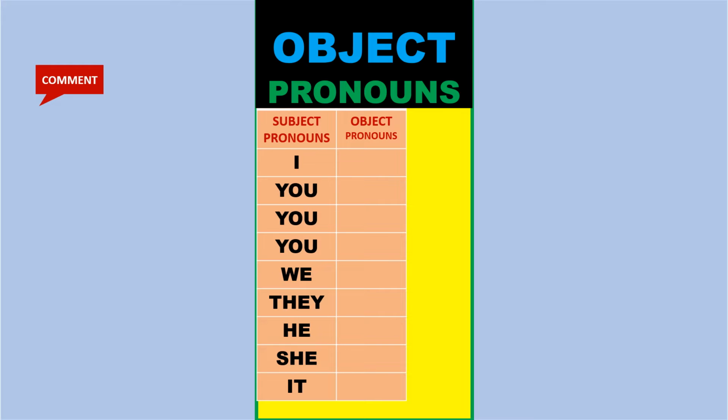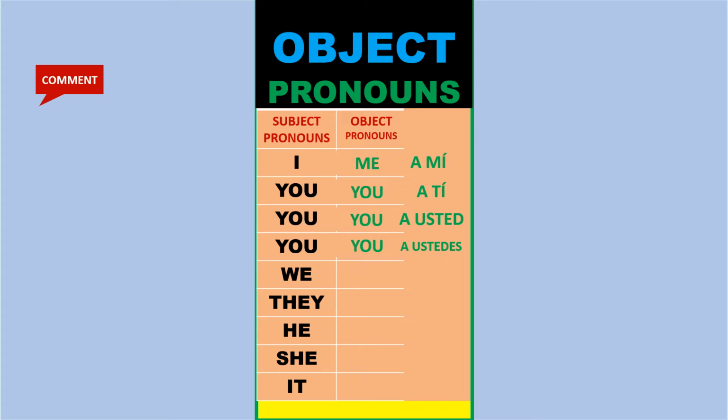We have here the subject pronouns. For each subject pronoun, there is an object pronoun. For example, for I, there is me as object pronoun. That means a me. Okay? For you, there is you. That means a ti. For you one more time, there is you again. That means a usted.